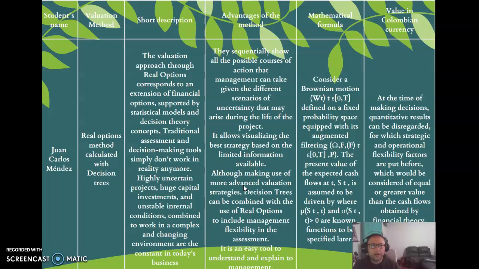Value in Colombian currency at the time of making the decision. Quantitative results can be disregarded for which strategy to follow, and operational flexibility factors are put before, which will be considered of equal or greater value than the cash flows predicted by financial theory.